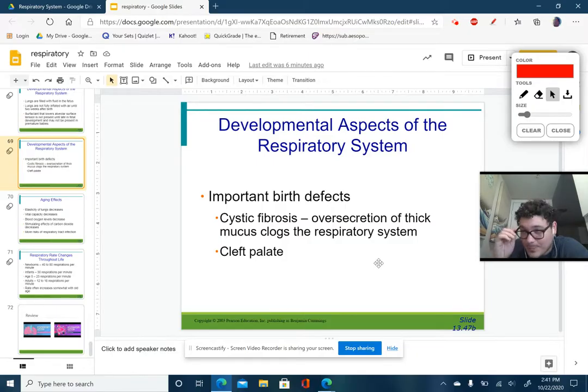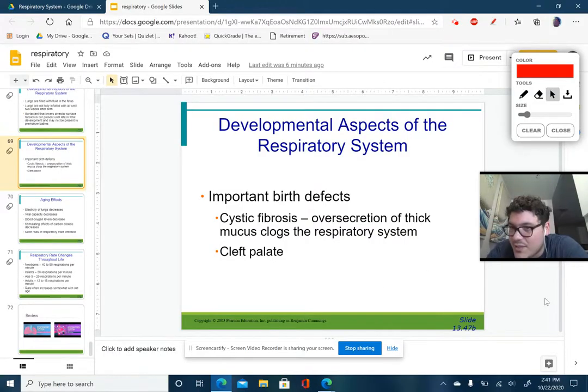It depends. Because of that gap, you can literally see through and see the tongue, see the teeth, see the gums, and that creates a connection between the nose and mouth. That's a problem because it's going to cause speech problems, it's going to cause eating problems, it's going to cause breathing problems.